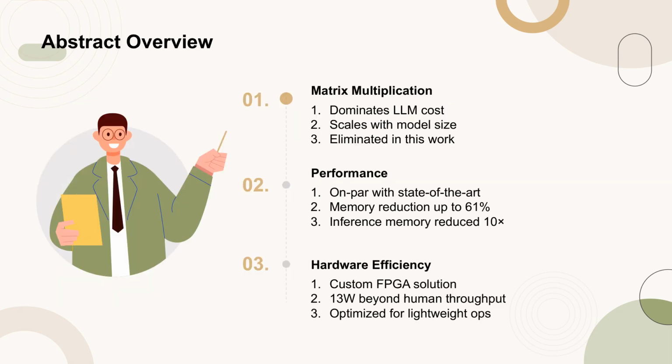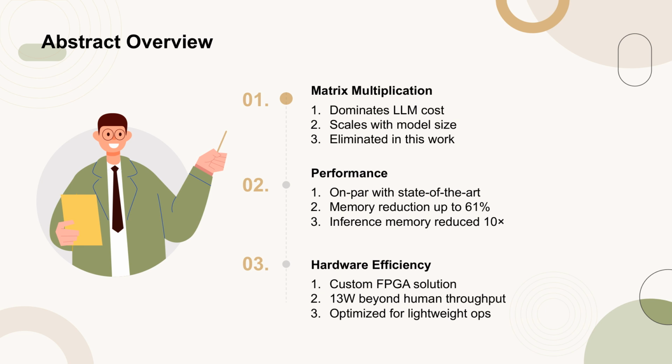In this work, the authors address the computational burden of matrix multiplication, MatMul, in large language models, LLMs. As LLMs scale, the cost of MatMul operations increases, but the authors demonstrate that these operations can be entirely eliminated without compromising performance. Their experiments show that their MatMul-free models perform comparably to state-of-the-art transformers, even at billion-parameter scales, while significantly reducing memory usage during inference.